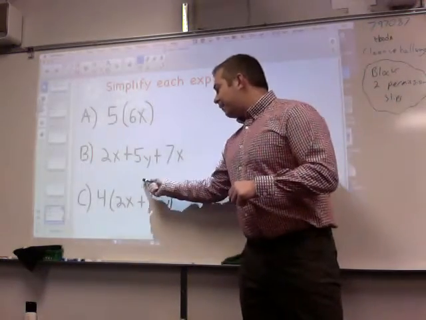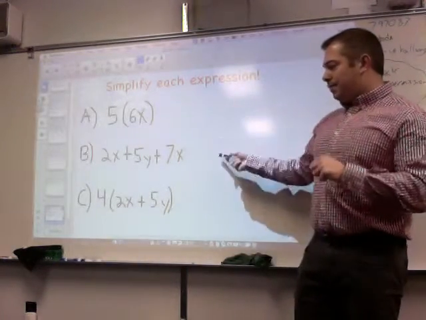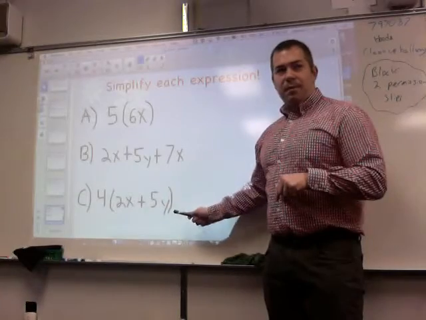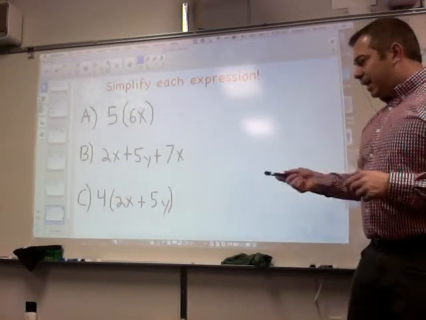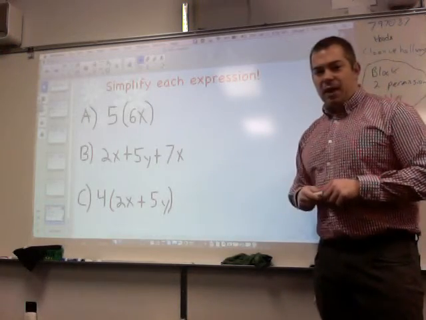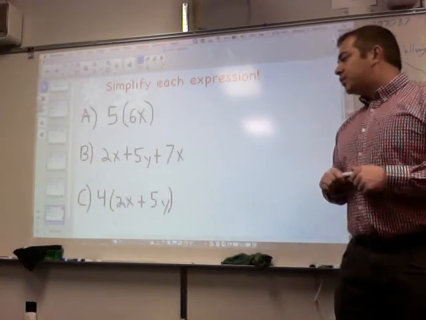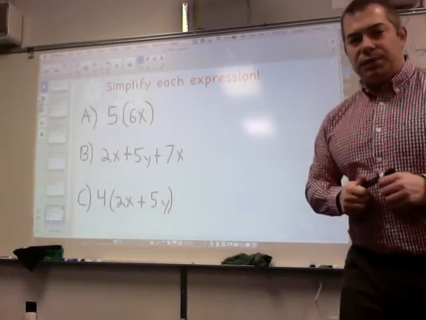And then again, these two are the associative property. You're going to be using the distributive property for this one right here. You're going to distribute the 4 times 2x and then the 4 times 5y. All right, those are your 3 problems. Try them out. Do the best you can, and we'll see you when we see you.